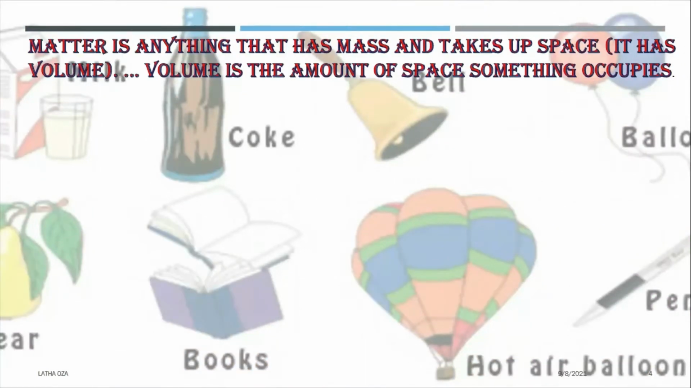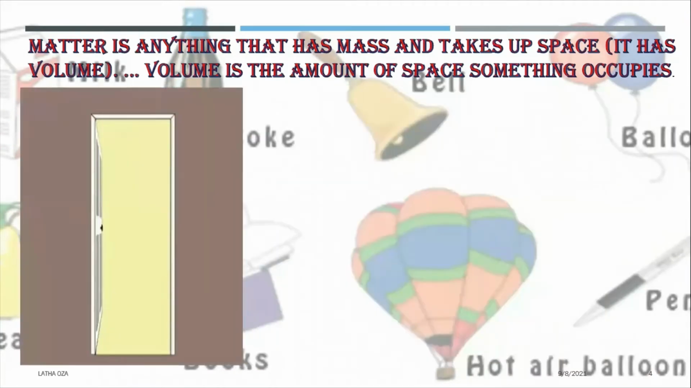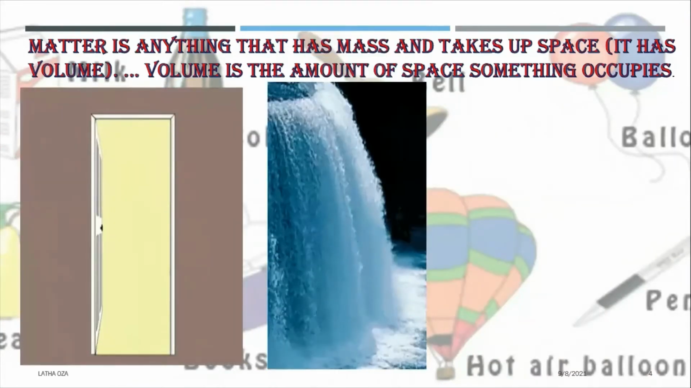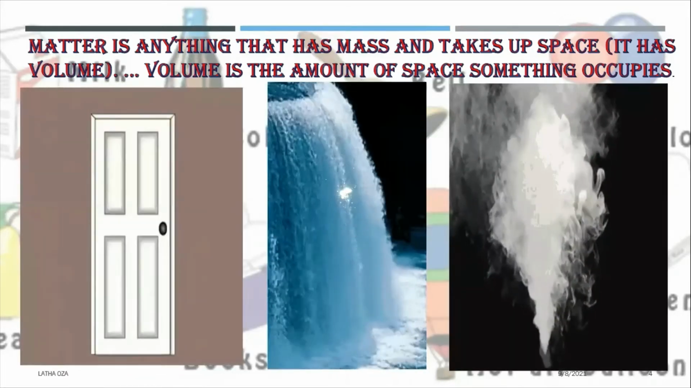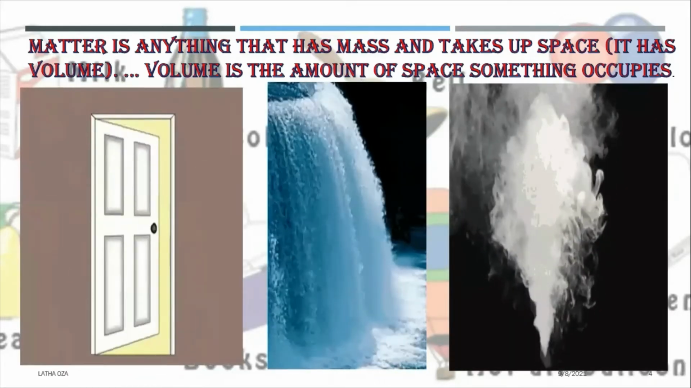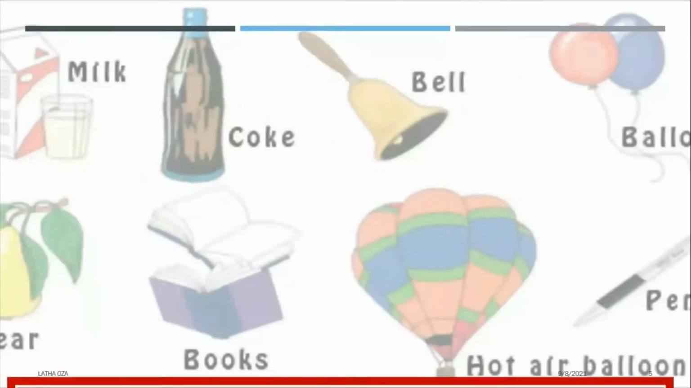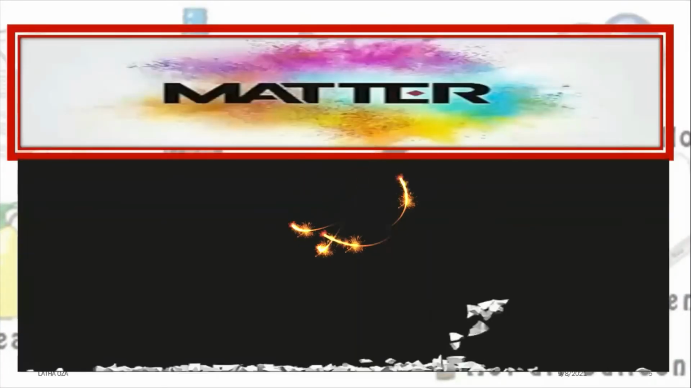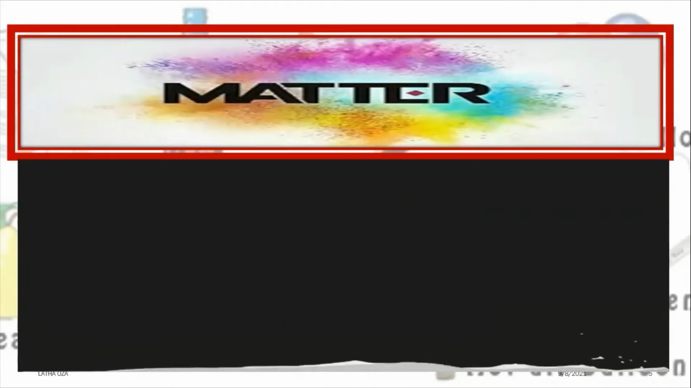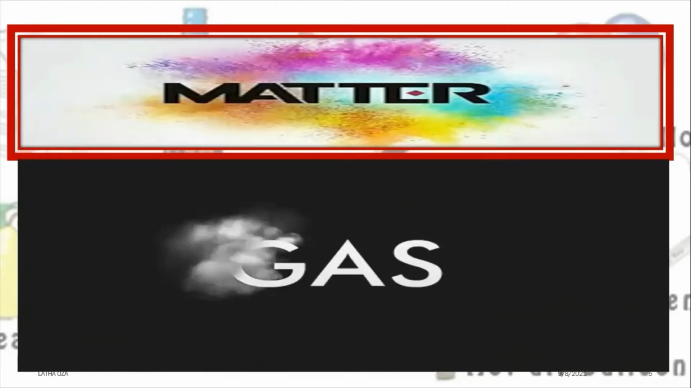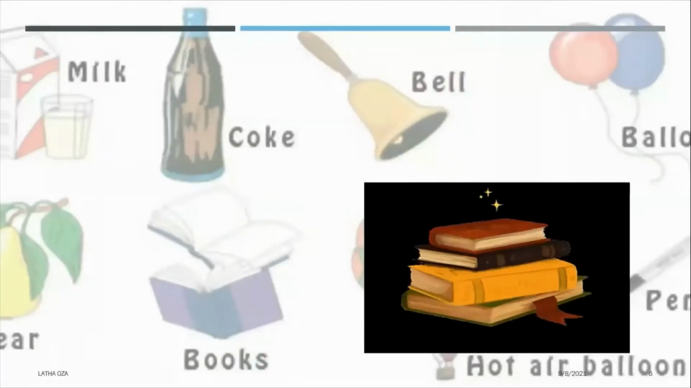It has volume. Volume is the amount of space something occupies. So we have the states of matter, which is divided into 3 states. They are solids, liquids and gases. So we will study first about solids.